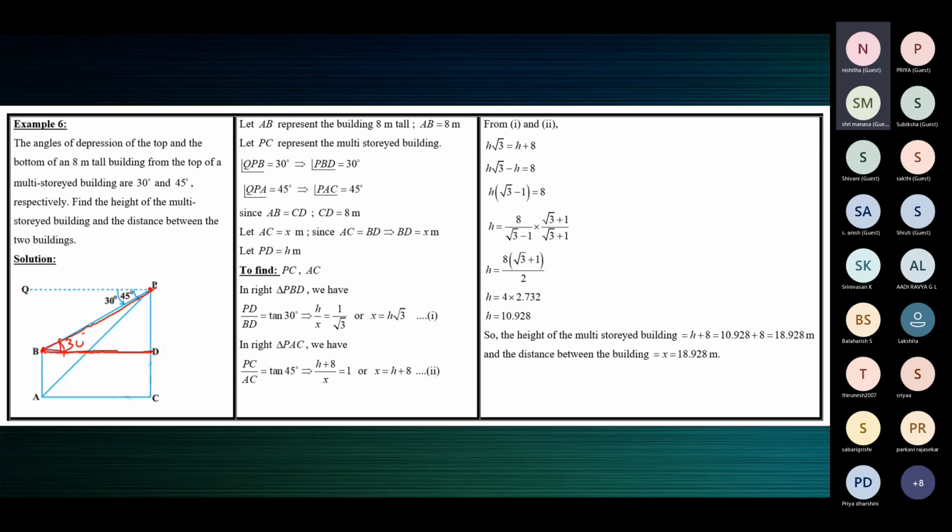Now, when you switch places, from P, if you look down at B, the angle of depression will be 30 degrees. So this will be the horizontal. This is the line of sight. The line of sight will be the same, but the horizontal will be different. This is the horizontal in one case. This is the horizontal in the other case.